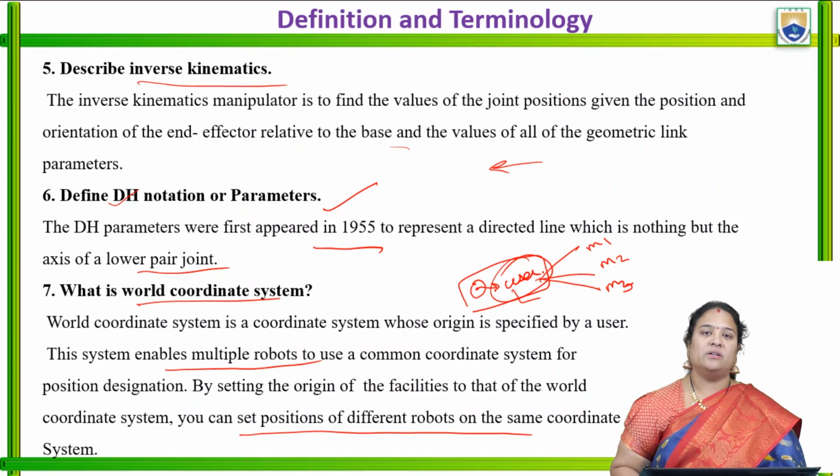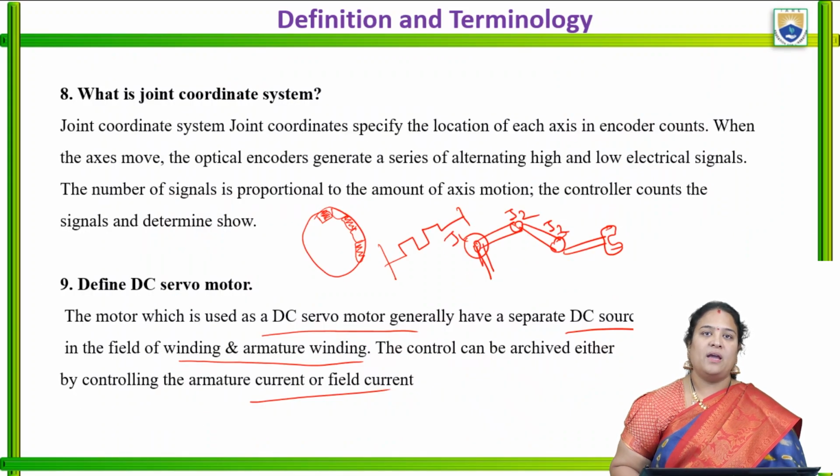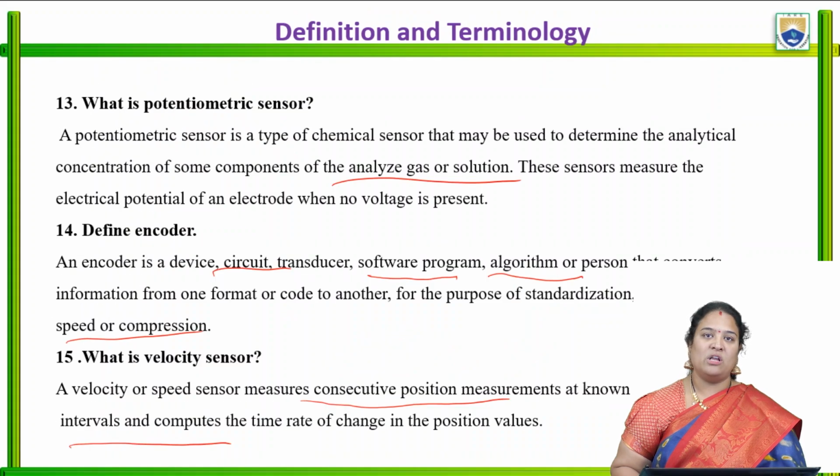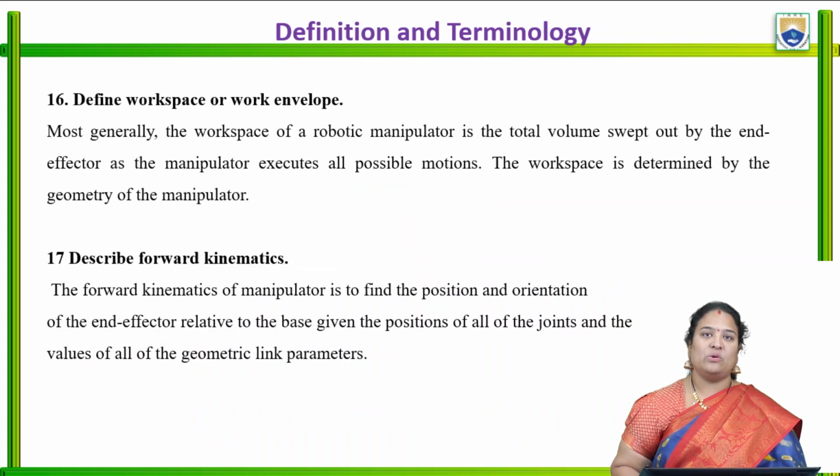What do we mean by the term world coordinate system? And what do we mean by joint coordinate system? And how do we define a DC servo motor? We have seen that. And what do we mean by a stepper motor? What is a position sensor? What do we mean by a resolver? What is a potentiometric sensor? And how do we define encoder? And what is the velocity sensor? And what do we mean by workspace, forward kinematics and inverse kinematics? All this we have learned in today's class.